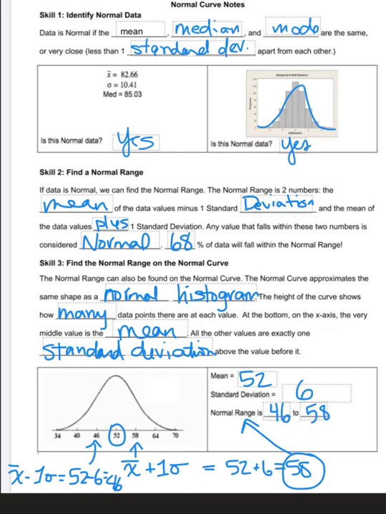So to find my normal range on a normal curve is actually really convenient because the normal range is always the 2 numbers on either side of the mean. So your normal range will be in this position and this position, 46 to 58.